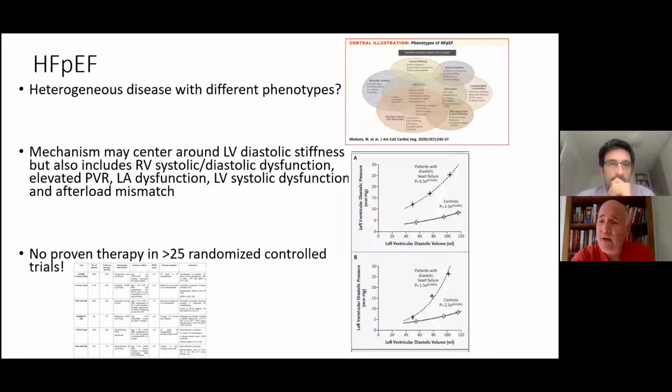The problem with the disease, of course, for us who are clinicians dealing with these patients is that there have been over 25 randomized clinical trials that have, of course, spent millions of dollars trying to figure out if some of these drug therapies that work so well for patients that have a reduced ejection fraction would help these patients. And there actually are no proven therapies. So patients show up in the clinic and we really have no way to treat them.